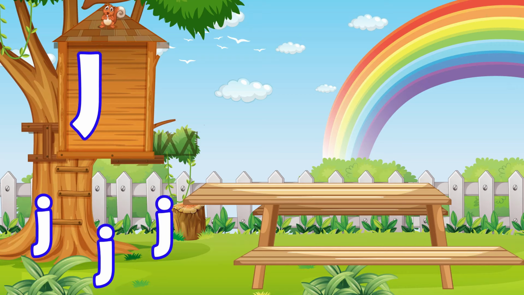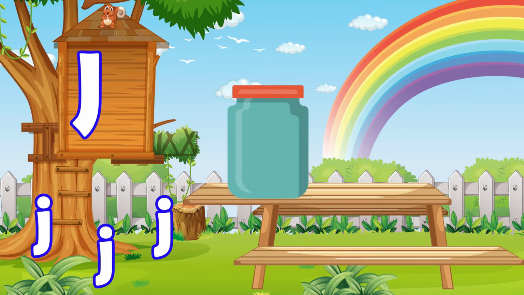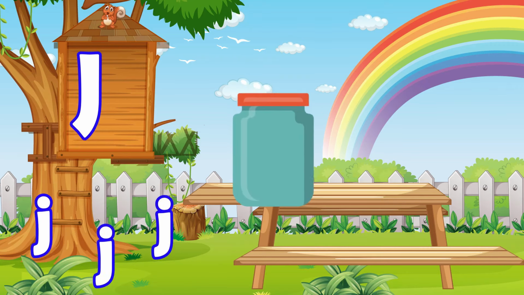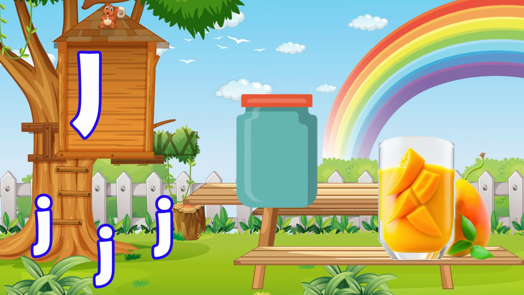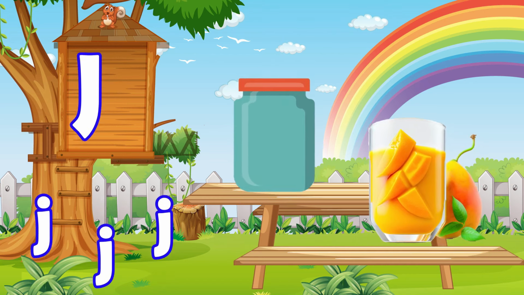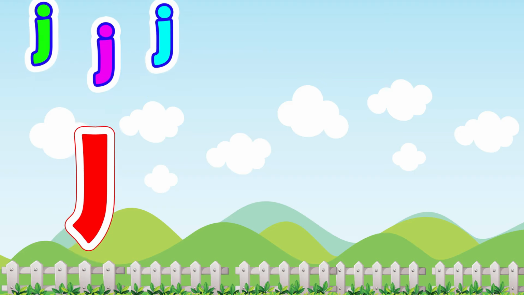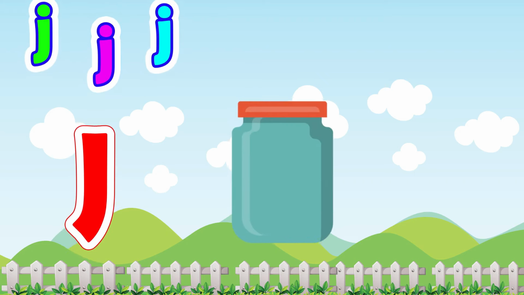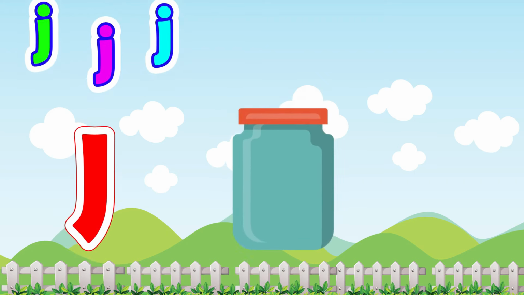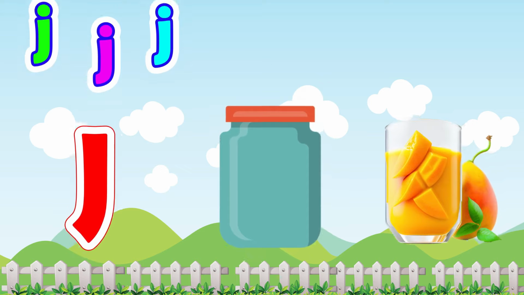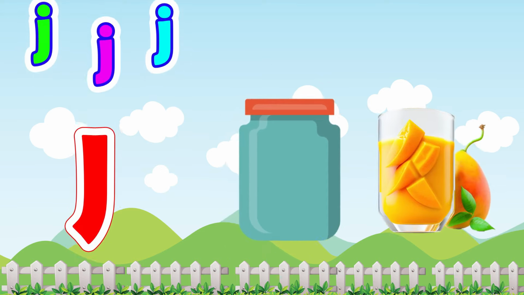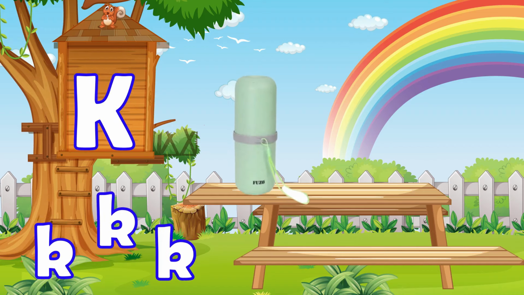J is for jar, j, j, jar. J is for juice, j, j, juice.